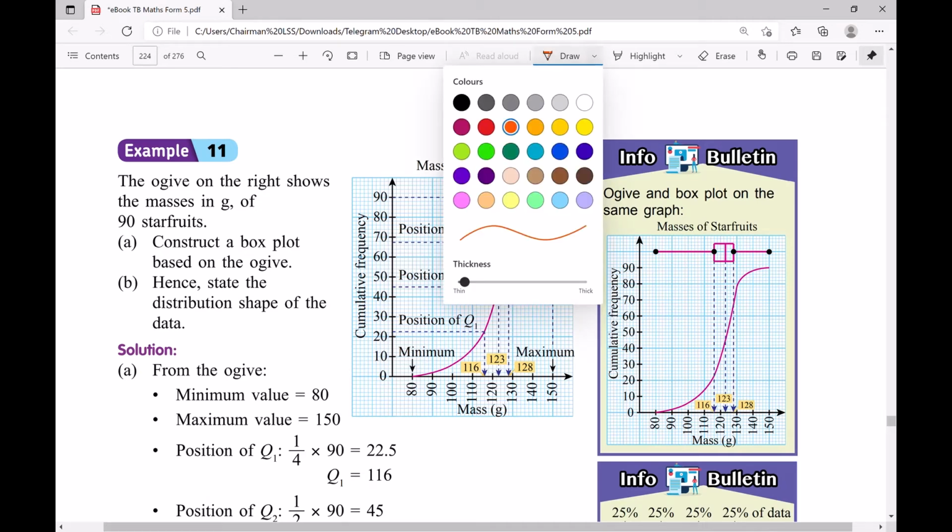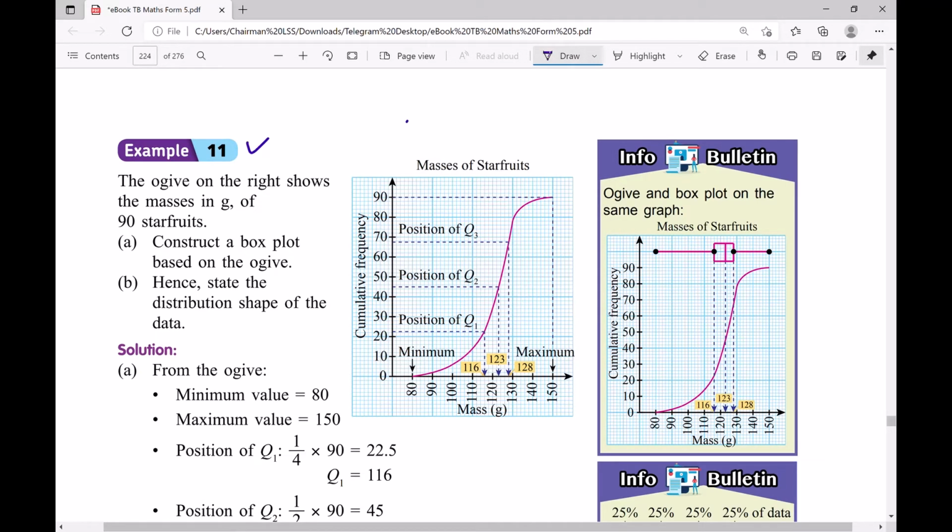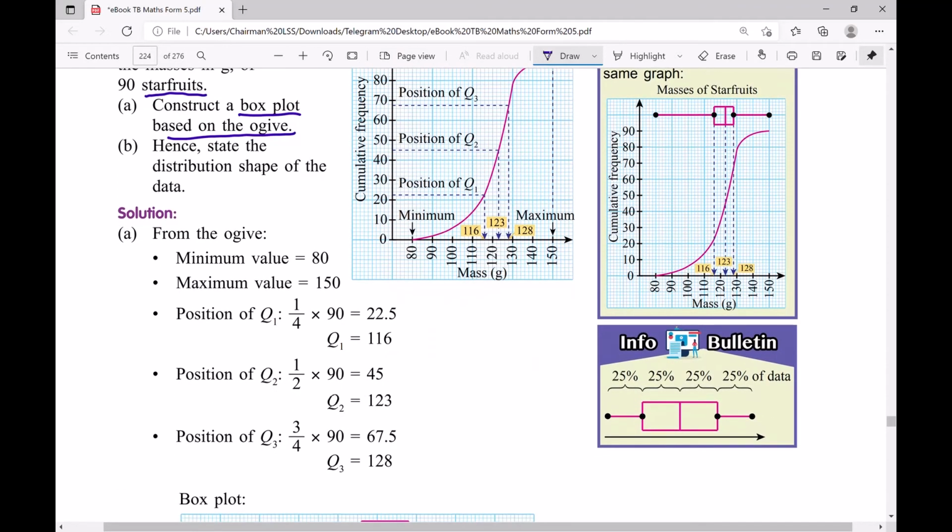Look at Example 11. The ogive on the right shows the masses in grams of 90 star fruits. Construct a box plot based on the ogive. So from this ogive, you have to find 5 values. The first one is the minimum value, which is here. The second one is the maximum value. Where is the maximum value in the graph? Of course here, at the end.